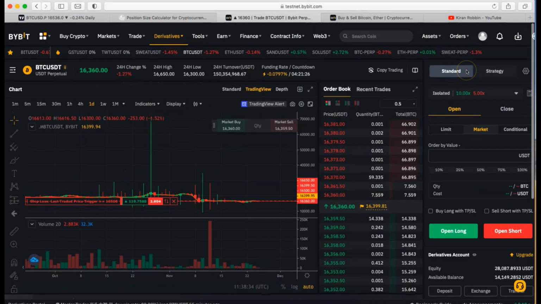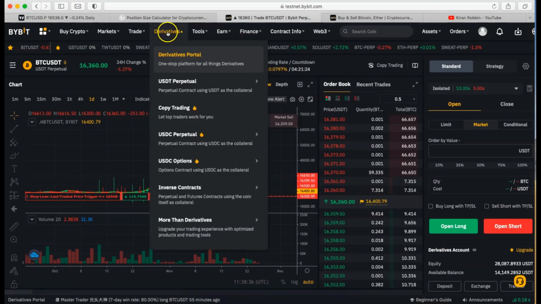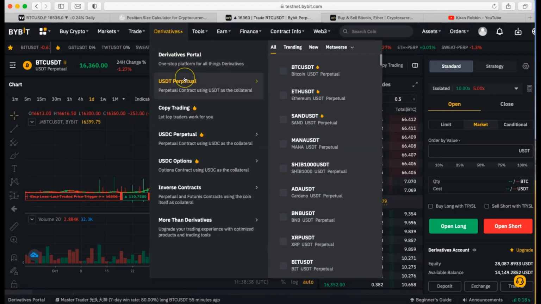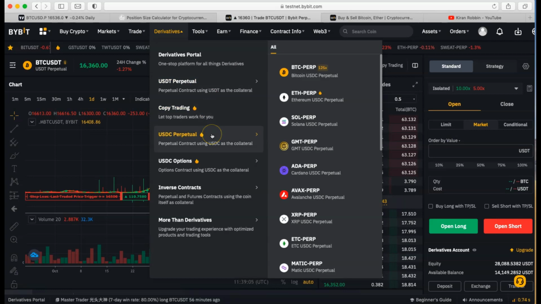Something else to consider is the different contracts you can trade. So far I'm using USDT perpetual. So what that means is I'm trading based on the denomination of USDT. And you can do that for several pairs, for example BTC USDT, ETH USDT, SAND USDT. So many pairs have been put up on Bybit, and this is one of the reasons why I do like Bybit as well. Another option is USDC Perpetual.